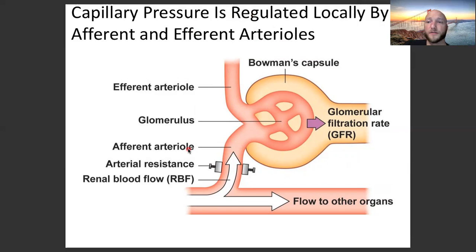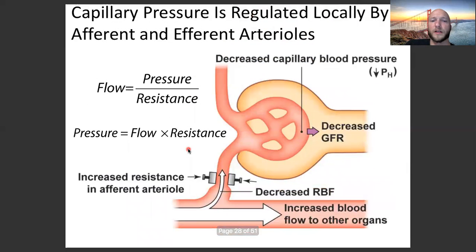Remember back to test 3, arterioles are muscular. There's a lot of muscle in arterioles. They can constrict and relax. They can change their radius, which changes their resistance, which changes blood flow. So let's say you want to decrease the pressure in the glomerulus and decrease GFR. Well, constrict the afferent arteriole. This will increase the resistance, which will decrease pressure in the glomerulus, which will decrease GFR.